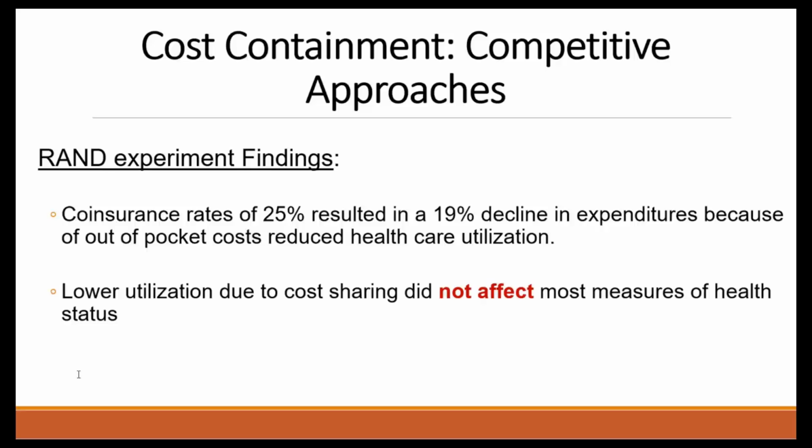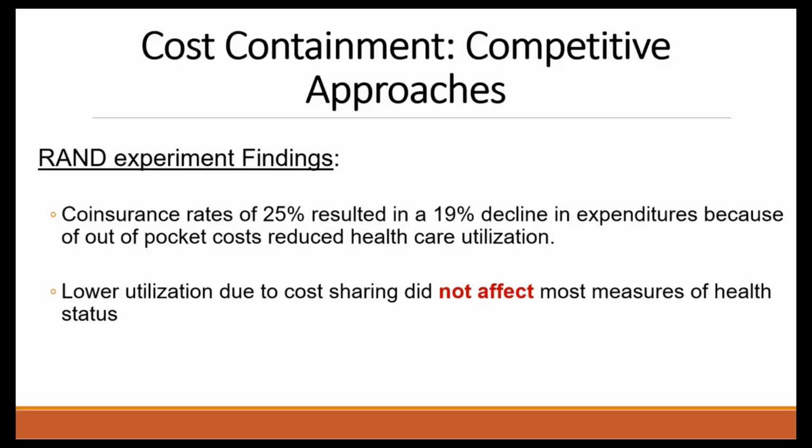So these findings show that a higher proliferation of third-party reimbursement, which results in lower out-of-pocket costs, would result in increased healthcare utilization and increased expenses unless artificial restraints are applied. And I do want you to keep in mind that lower utilization due to cost sharing did not affect most measures of health status. So that's a little bit about the Rand experiment and the outcome of the study. And next, I want to address the topic of access.